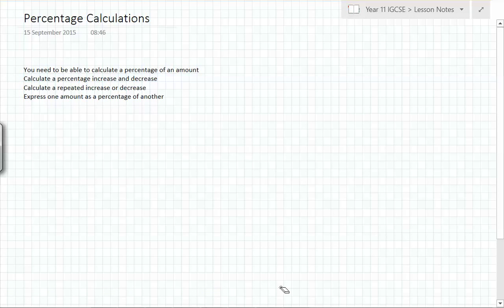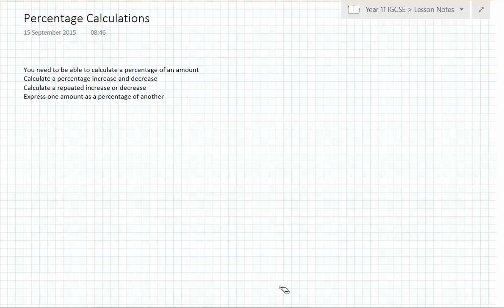So, what we're doing, percentages. I'm hoping this isn't going to be completely new to you. I think it's something we can probably work quite quickly through. So, things you need to be able to do. Calculate a percentage of an amount. In more detail, the method in which you do it is also important. In the same way, calculate a percentage increase and decrease. That's only slightly different, but again, it's the method we have to use. If we're using the wrong method, when we get to calculating a repeated increase or decrease, you can either have a very quick method, or you can have one that takes a long time.